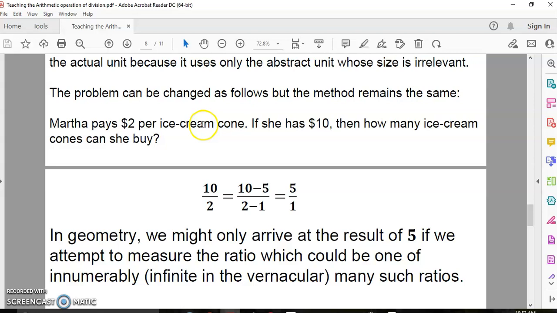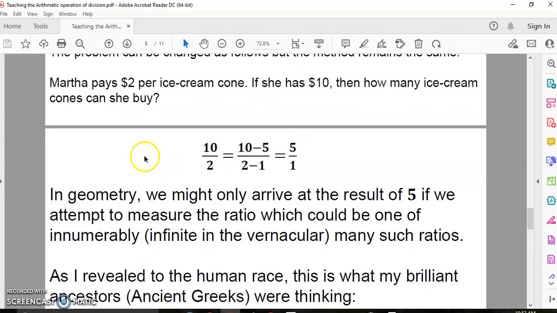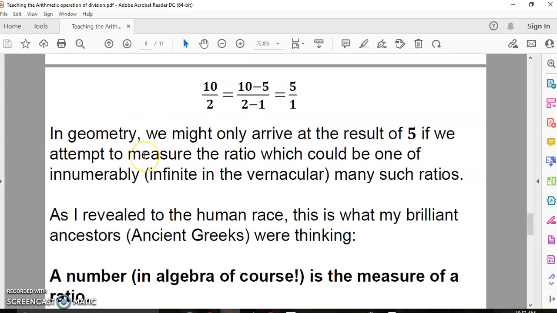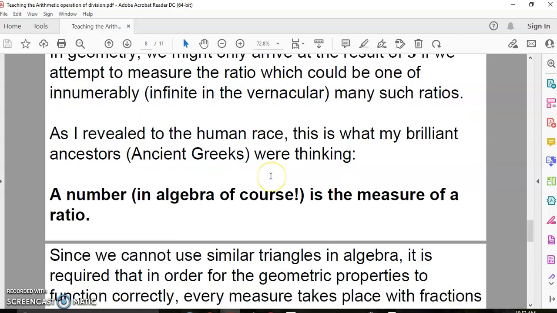So this problem can be changed so that we can say Martha pays $2 per ice cream cone, and if she has $10, how many cones can she buy? And again, it's the same story. In geometry, you might only arrive at a result of 5 if we attempt to measure the ratio, which could be any one of innumerably many such ratios.